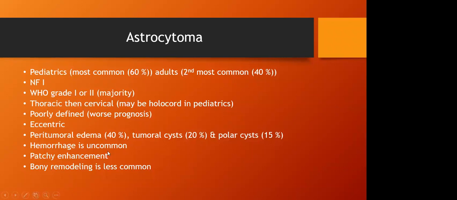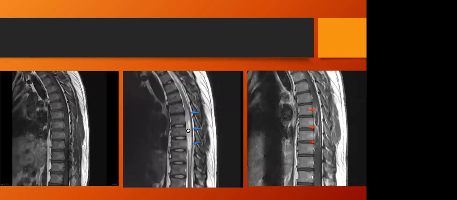Also, we are talking about the tumoral cyst and the polar cranial or caudal cyst. Hemorrhage is uncommon, and this is also in contrast to ependymoma. Enhancement is not strong like the ependymoma and could be patchy. Bony remodeling is less common because, as we said, this tumor is more aggressive than ependymoma and it's usually poorly defined.